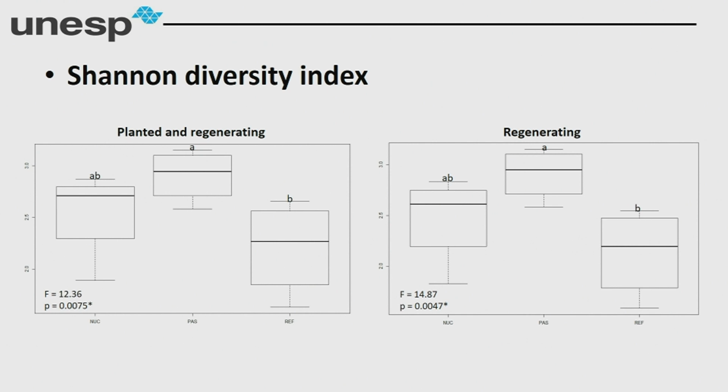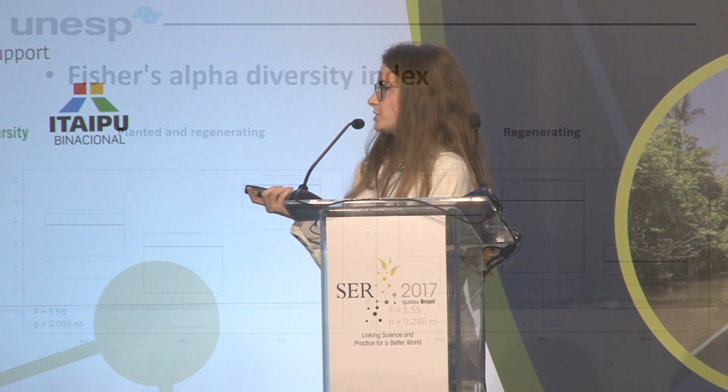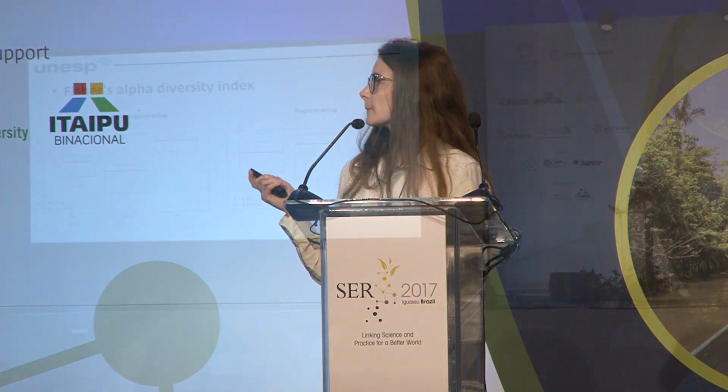Looking at the Shannon Diversity Index, for planted and regenerating individuals, and also for only regenerating individuals, we had the same pattern. So passive restoration had the higher Shannon Diversity Index in both cases, and reforestation the lowest. However, when looking at Fisher's Alpha Diversity Index, there was no difference among treatments for both cases.